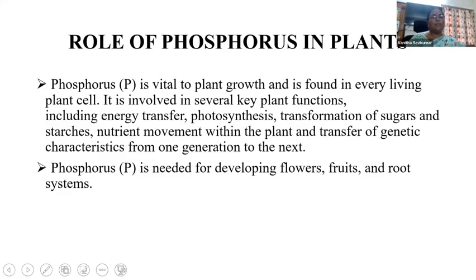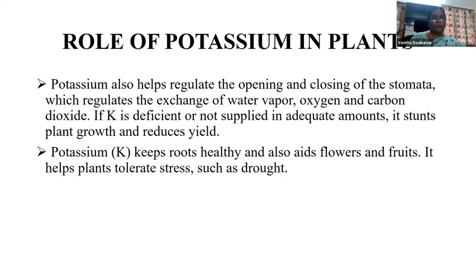Role of phosphorus. Phosphorus is the energy of the living plant cell. It is involved in several key plant functions, including energy transfer, photosynthesis, and transformation of sugars and starches. This is most important for plant growth and nutrient movement within the plant, and for the transfer of genetic characters from one generation to the next, and for developing the fruits, flowers, and root systems.